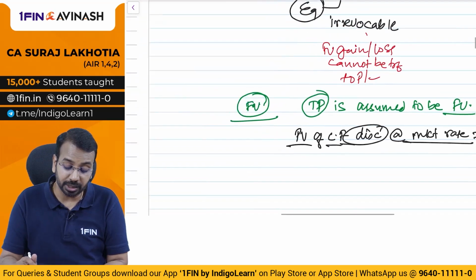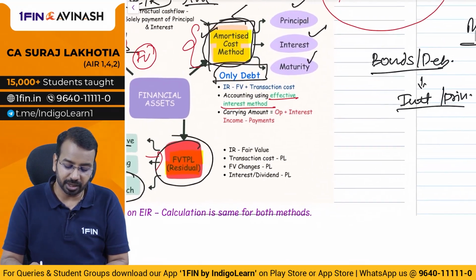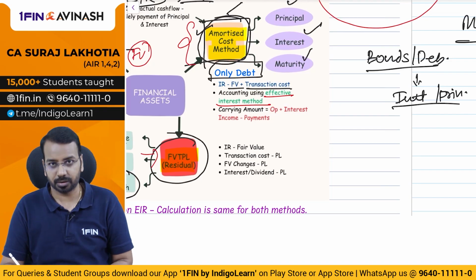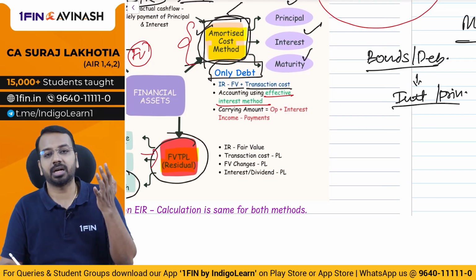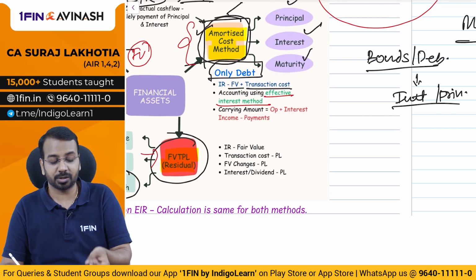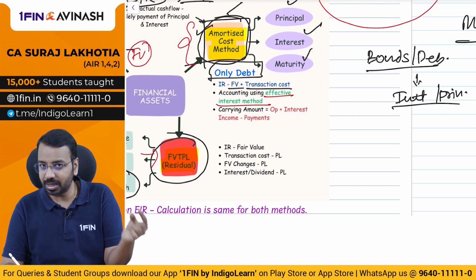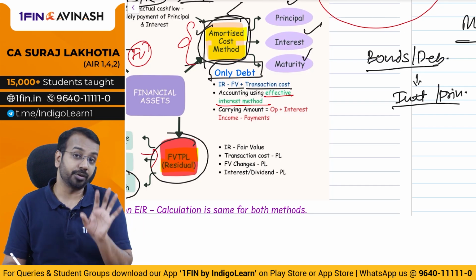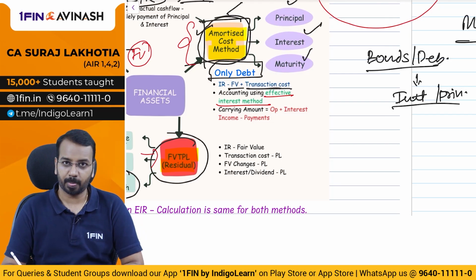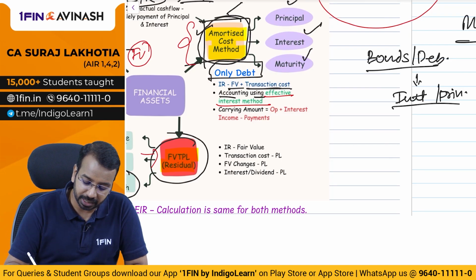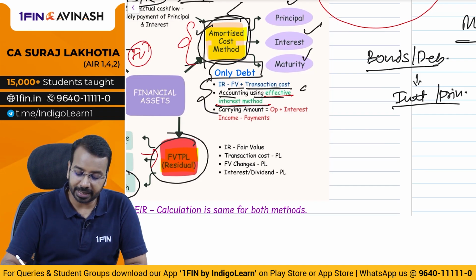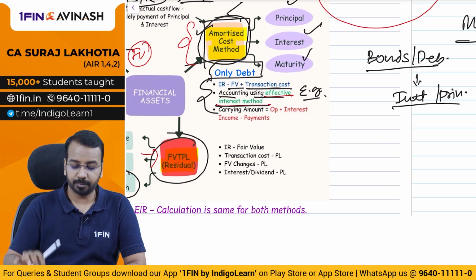Now, in case of initial recognition, we will take fair value plus transaction cost. Fair value plus transaction cost. Sometimes if it is a reversal of transaction cost, meaning if the other party is paying back the transaction cost, we may have to reduce also. So it is fair value adjusted for transaction cost. Alright. Subsequent accounting is done using effective interest method. This too we will take an example and we will solve it.